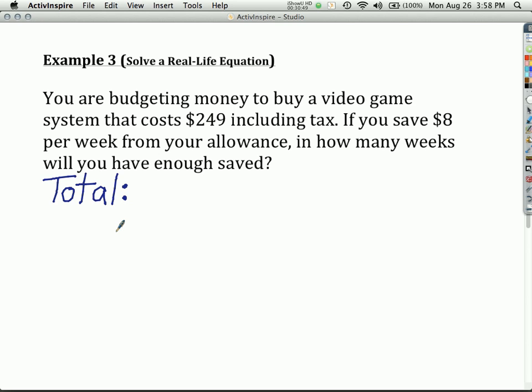So, can anyone identify the number in this question? Sebastian? $249. Yeah. Hopefully just your way of reading led you to the conclusion that 249 is the total.